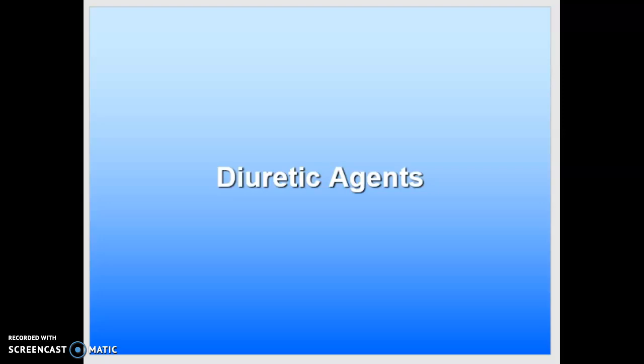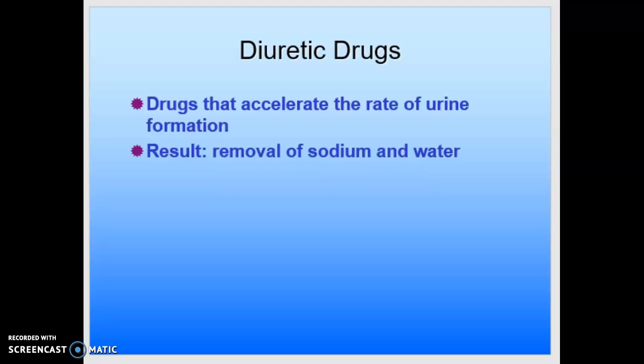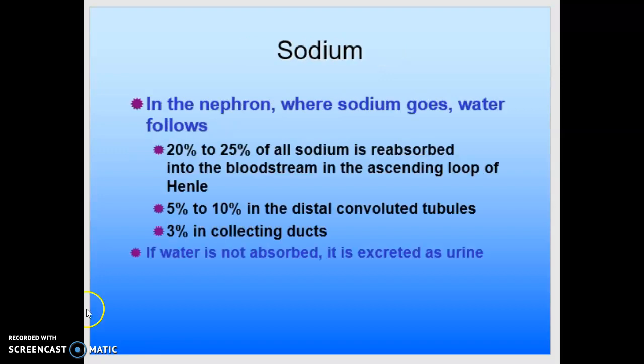Let's get started. So what are these diuretic drugs? Well, there are several categories of diuretics, and we're going to talk about each of those categories. But all of the diuretics are drugs that accelerate the rate of urine formation. They increase the excretion of water from the body. They cause a net loss of sodium and water, because in the nephron, where the sodium goes, the water follows.